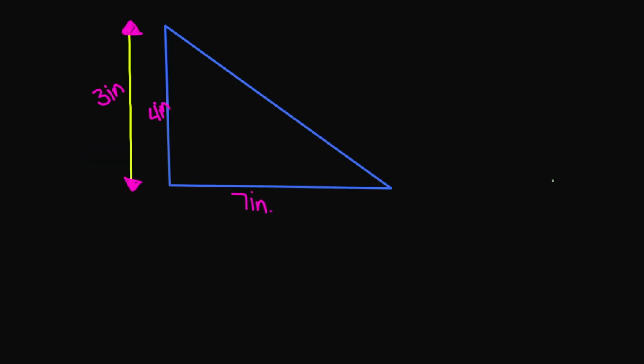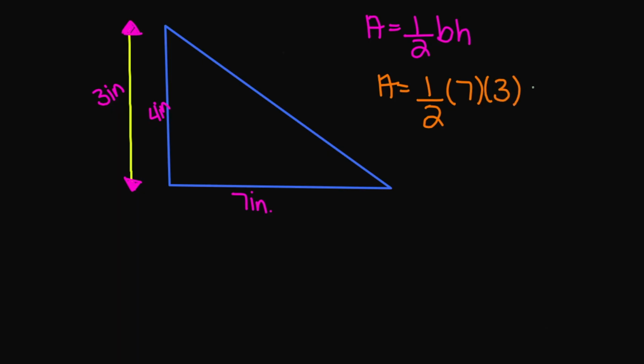Let's look at this example. So we need to find the area of this triangle here. Don't forget, A equals 1/2 base times height. So we have A equals 1/2. Our base in this example is going to be 7. And then our height in this example is going to be 3 inches. So I'm going to multiply 7 times 3. So we have A equals 1/2. 7 times 3. This is going to equal 21.